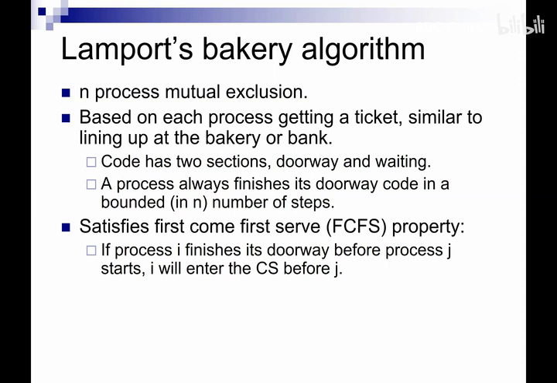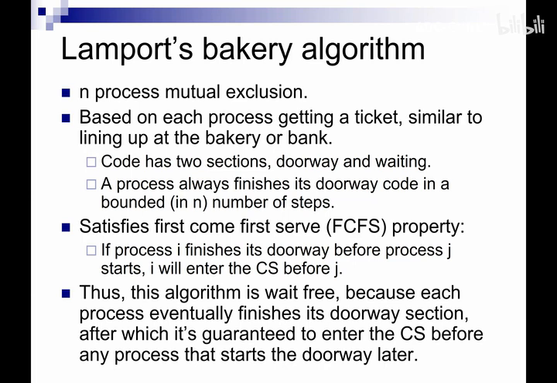Now, if it happens that both I and J are running their doorway sections of the code concurrently, then we don't know who's going to go into the critical section first. But if I comes really well before J comes, like if I'm completely inside of the bakery and I got my ticket, and then somebody else comes, then that guy's not going to get his stuff ahead of me.